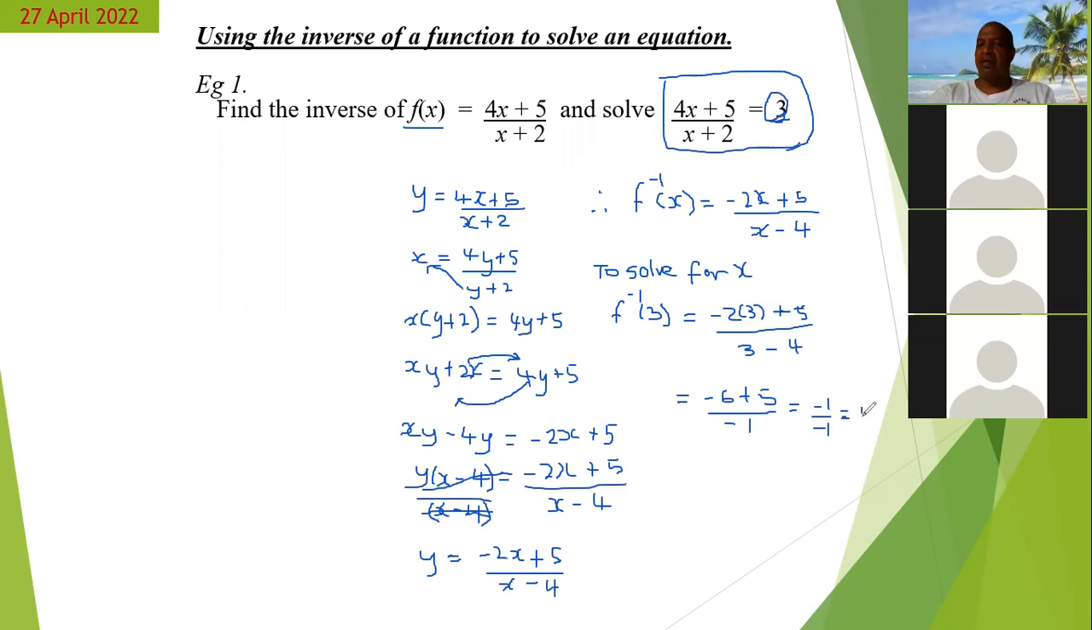All right, so therefore, the solution for x is positive 1. So therefore, x is equal to 1.